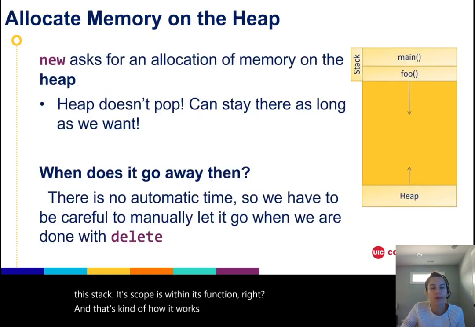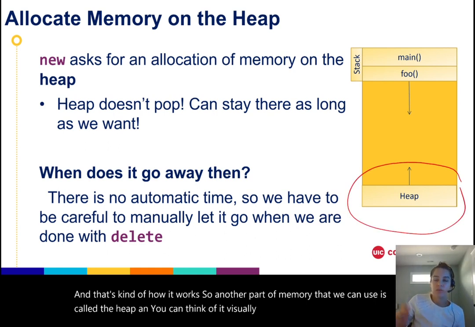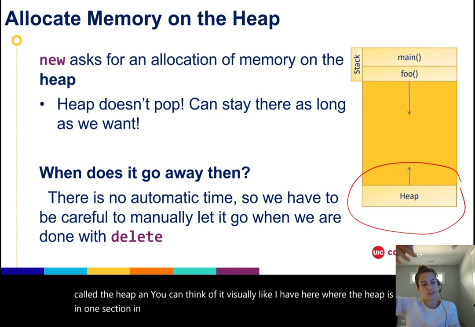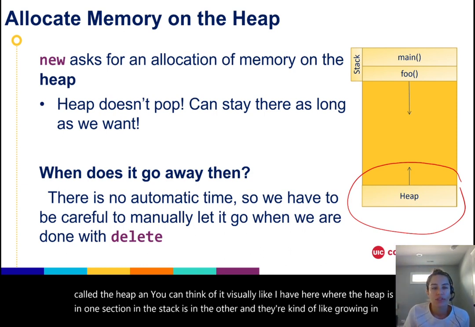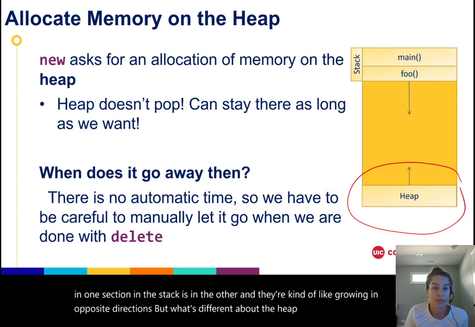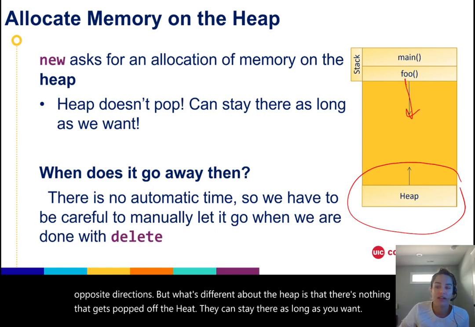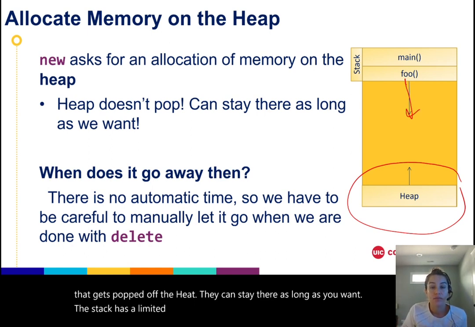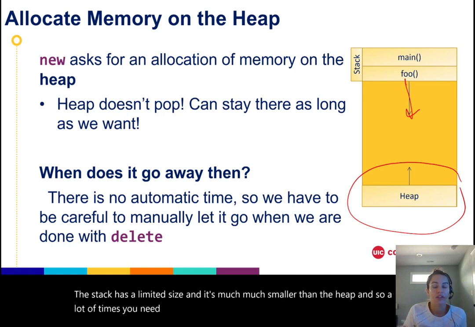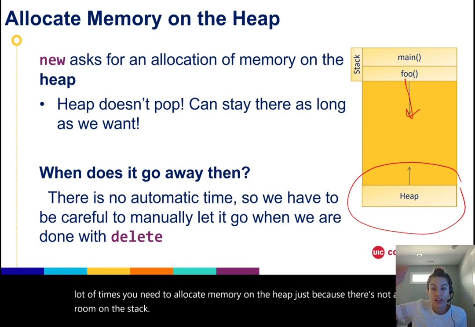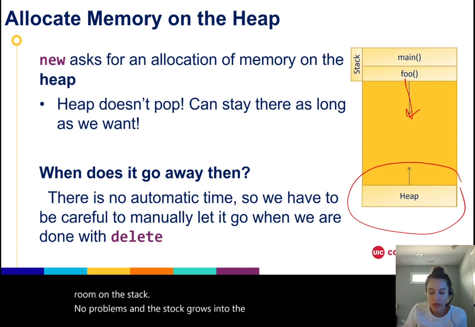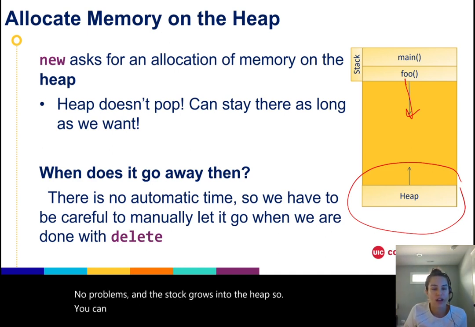So another part of memory that we can use is called the heap. You can think of it visually like I have here, where the heap is in one section and the stack is in the other, and they're kind of growing in opposite directions. But what's different about the heap is that there's nothing that gets popped off the heap. It can stay there as long as you want. The stack has a limited size, and it's much, much smaller than the heap. And so a lot of times you need to allocate memory on the heap just because there's not enough room on the stack in real problems. The stack grows into the heap, so you can run out of space, which is what stack overflow means.